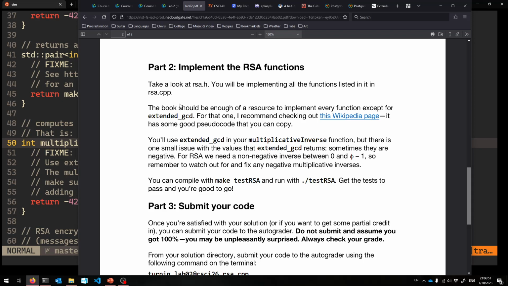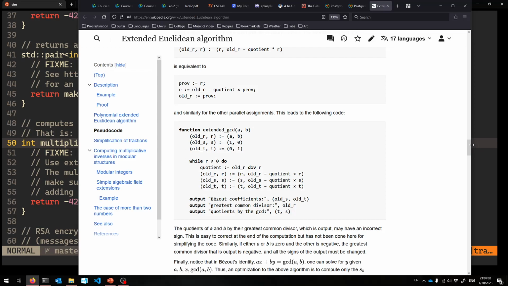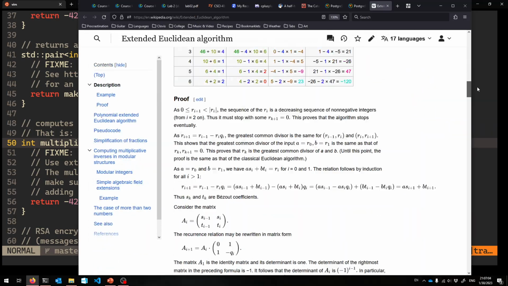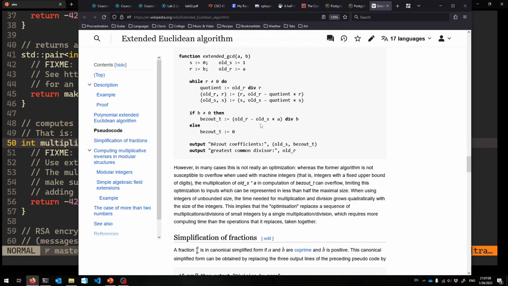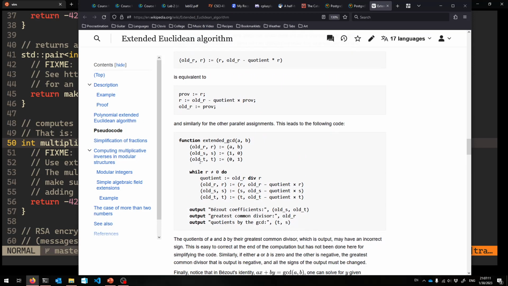So the book should be good enough of a resource to implement everything except for extended GCD. For that one, there's a Wikipedia page, all right? It has some pseudocode that you can copy. If you scroll down on this page of extended Euclidean algorithm, I think it's the first one. It's either the first one or the second one. Can't remember which. I think they both do the same thing. But let's pretend it's the first one.